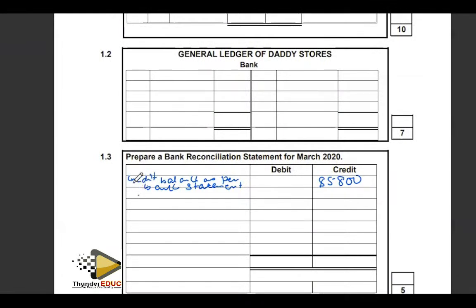So we are going to say credit outstanding deposit. And how much was the deposit? It was 18,000. In other words, the bank was supposed to record this amount for us and they never recorded it, so we have to assist them to record it. So it was 18,000. Okay.